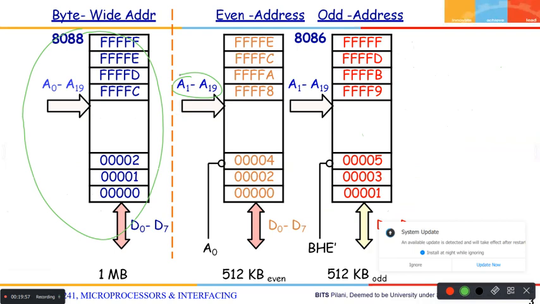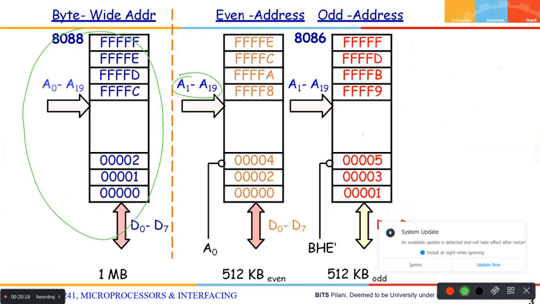This chip size is 512 kilobytes. Does it require A0 to A19 address lines? How much does it require? One less, right? That's why you have A1 to A19 here. Have you understood now? See, this is 1 megabyte. This requires A0 to A19.